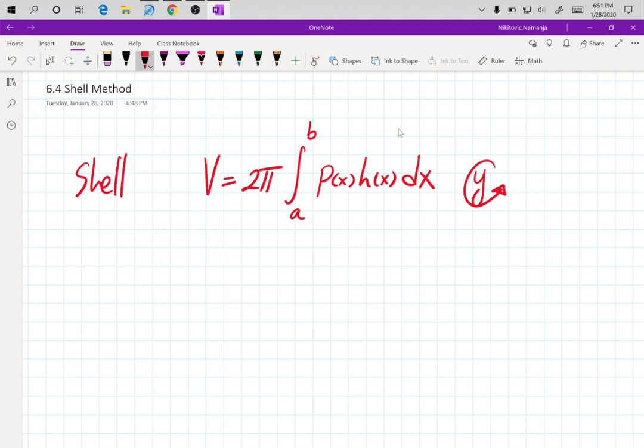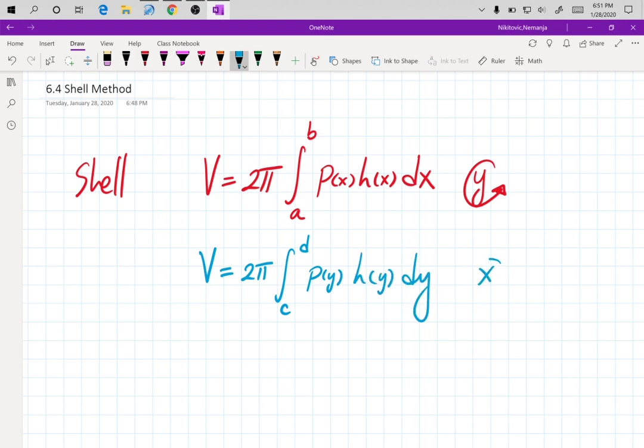Remember that your disk method was dx and x rotation. Now it's dx and y rotation, which would immediately make sense because we are cutting parallel instead of perpendicular, but we'll get there. The other formula is 2 pi integral c to d, p of y, h of y, dy for rotation on the x-axis.